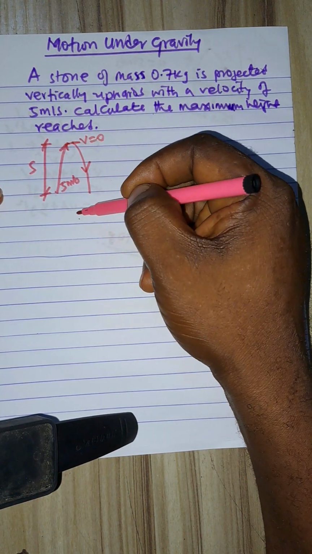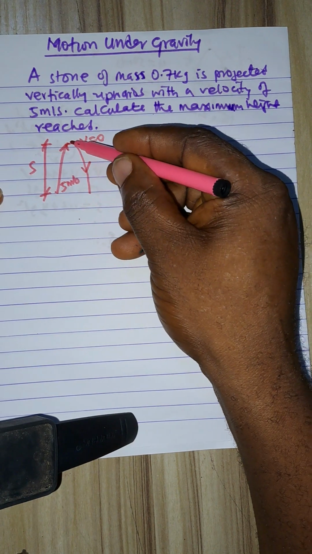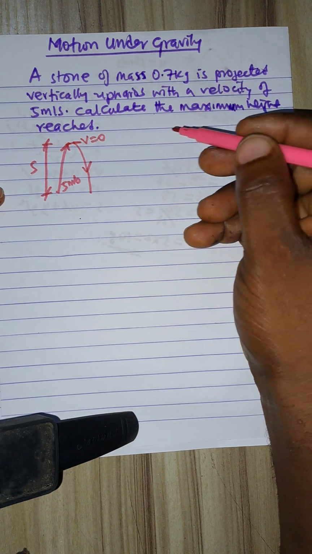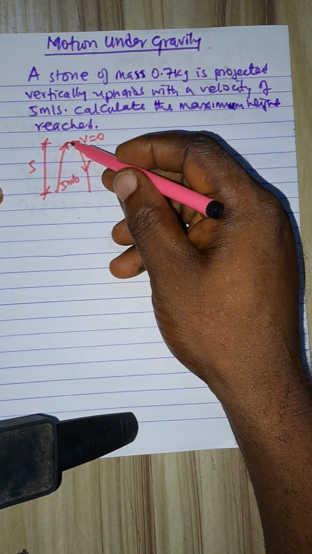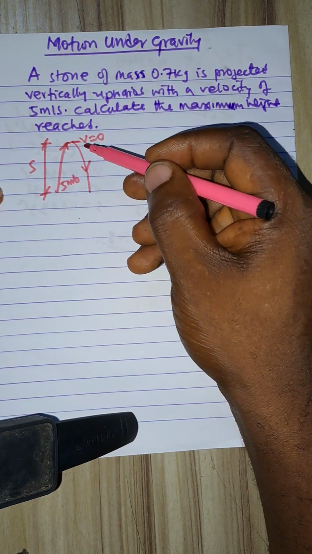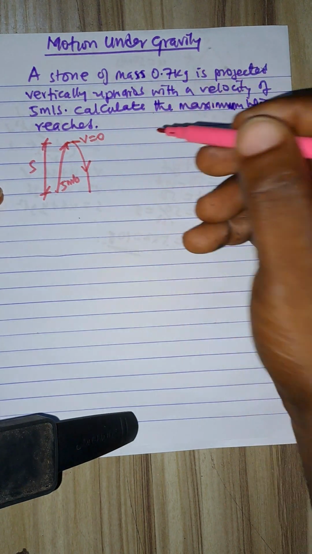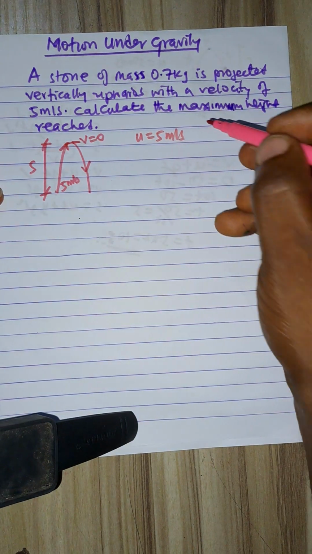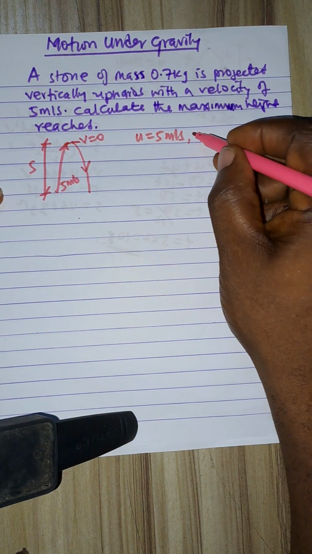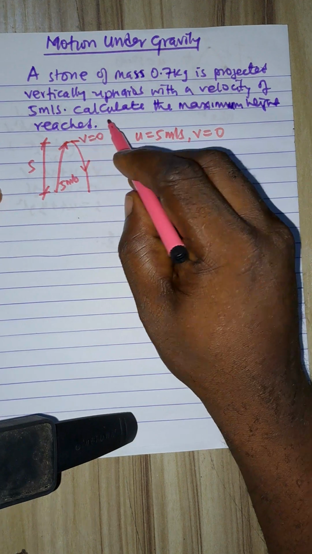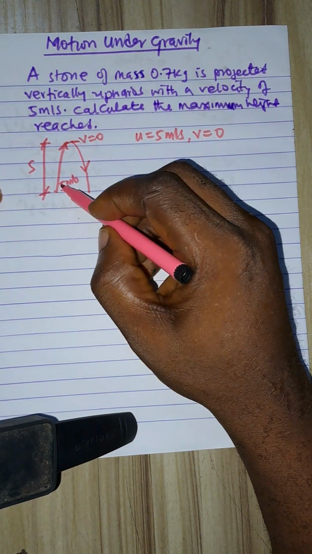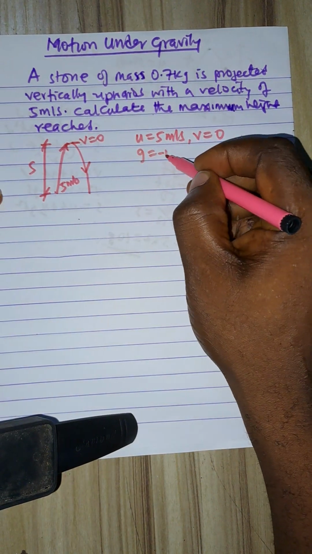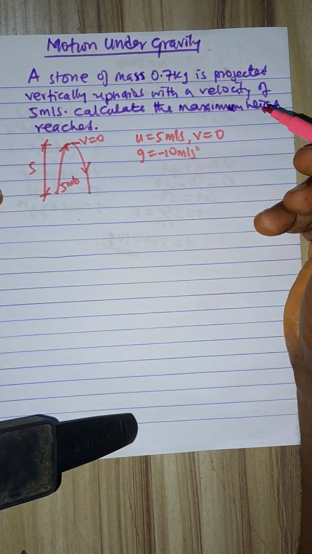For which reason does it have to return? The reason it's coming back is because it doesn't move again. When a body is not moving, its velocity is zero. Now, because it is moving against the Earth's gravitational field, acceleration due to gravity is negative. And so U is 5 meters per second, given. V is 0 at maximum height, because it has to decrease and become 0, then it comes back. G is negative 10 because it's moving against the Earth's gravitational field.